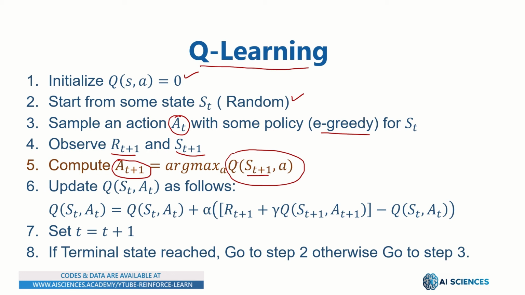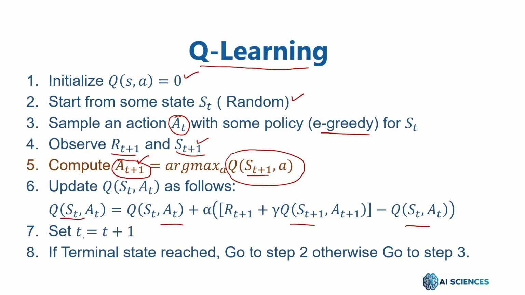And it is easy to show. One can show that this kind of action computation with greedy choice actually directly optimizes the optimal state action pair. So what you do is you pick the maximum action, the greedy action, the action that maximizes this, at state t+1. The rest of the story is exactly the same, just like SARSA. You have the same kind of update rule, and you set your t to t+1. If you are in the terminal state, go to step 2 and continue. If you're not in the terminal state, go to step 3 and continue. And that's the whole Q-learning algorithm.